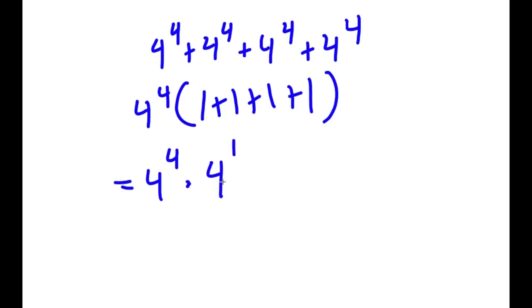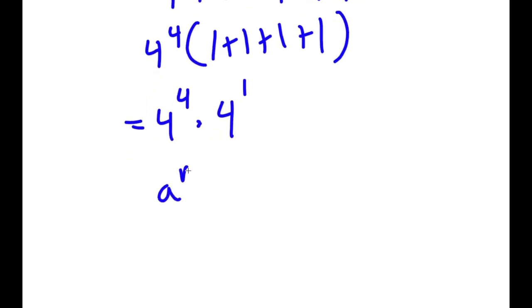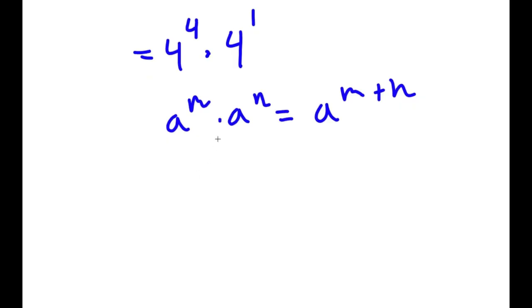And 4 is the same thing as 4 to the power of 1. And if I have something in the form a to the power of m times a to the power of n, this is equal to a to the power of m plus n. So 4 to the power of 4 times 4 to the power of 1 is going to equal 4 to the power of 4 plus 1, which is equal to 4 to the power of 5.